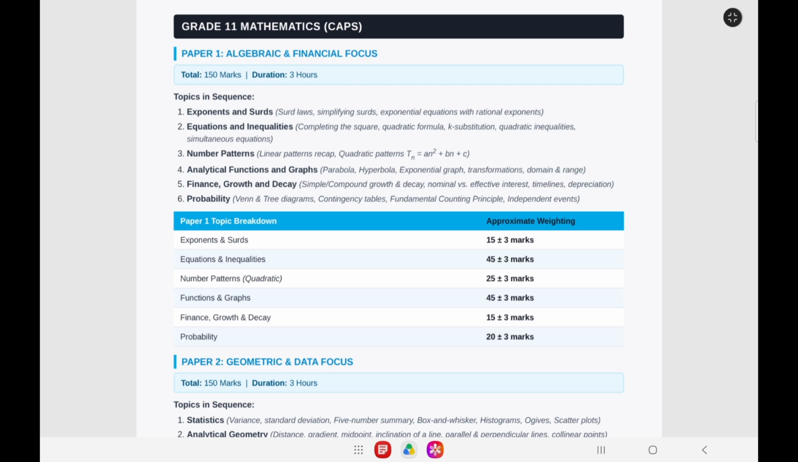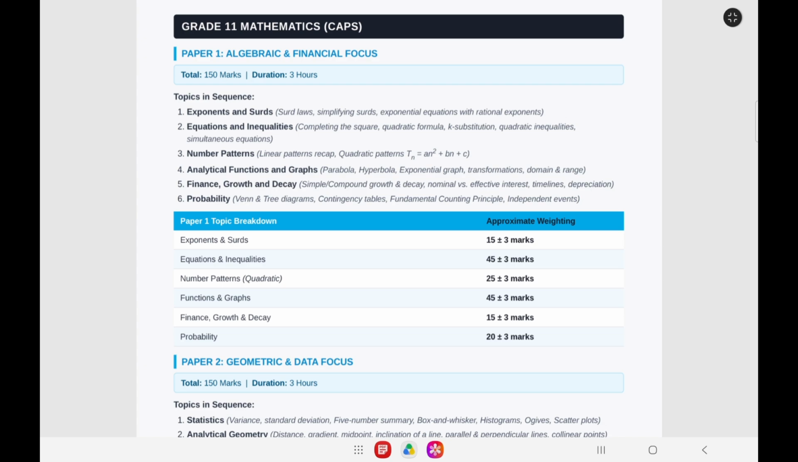We have paper 1 where we deal with algebra and financial focus. I mentioned the topics in sequence. You have the exponents and surds, surd laws, simplifying surds, exponential equations, and rational exponents. You then have equations and inequalities such as completing the square, quadratic formula, case substitution, quadratic inequalities, as well as simultaneous equations. You then have number patterns, linear patterns recap. You also have to do quadratic patterns.